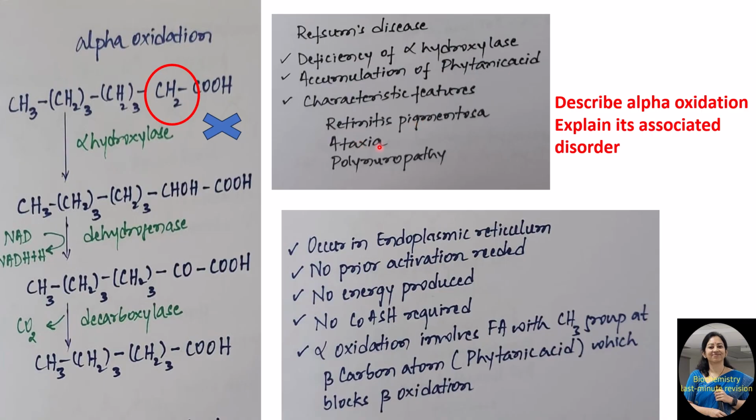It also results in ataxia, characterized by loss of muscle control and coordination, and also polyneuropathy, where multiple nerves are malfunctioning. So these are the three salient features of Refsum's disease: retinitis pigmentosa, ataxia, and polyneuropathy. So this was about alpha oxidation.